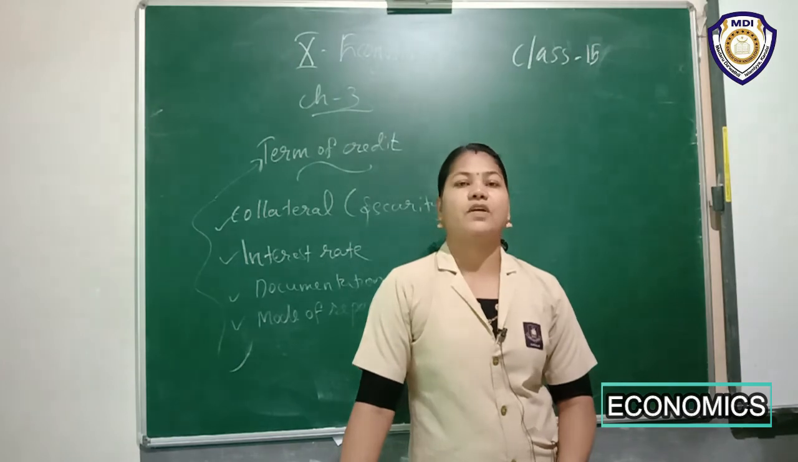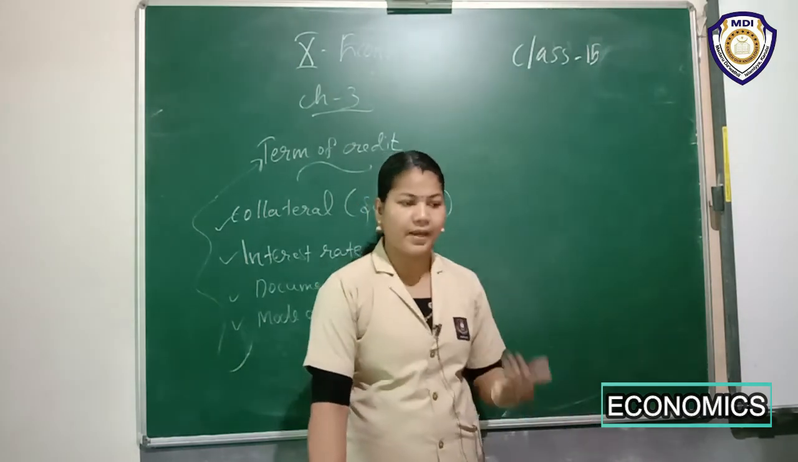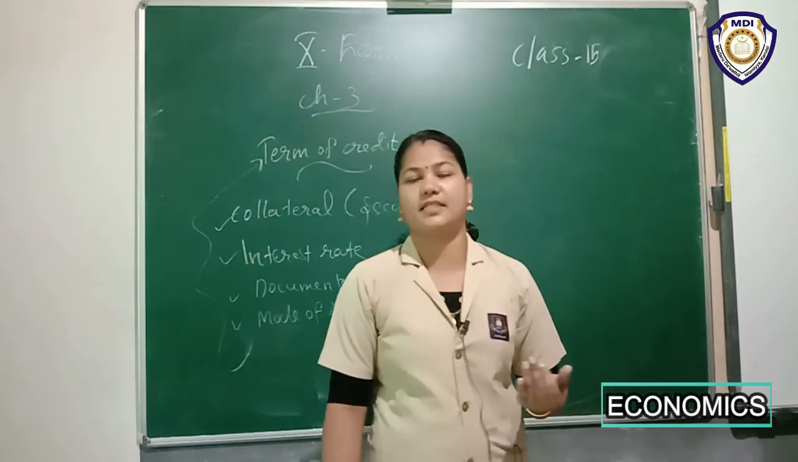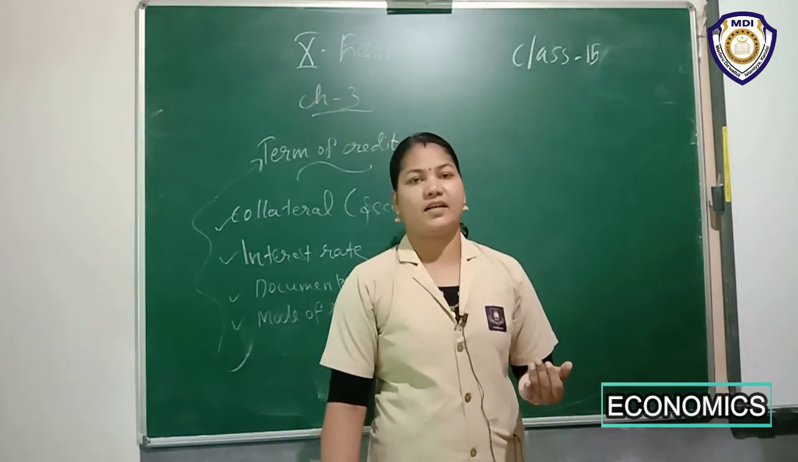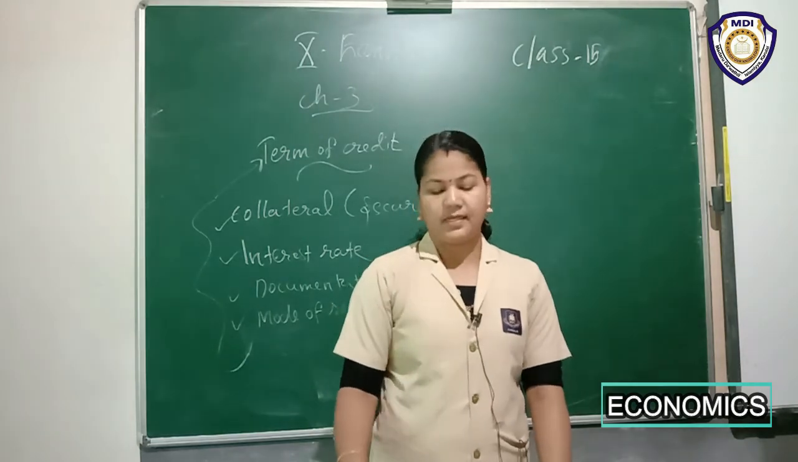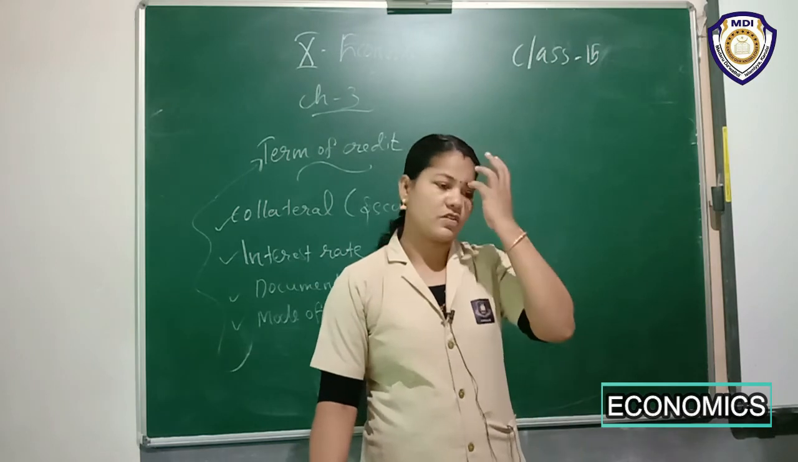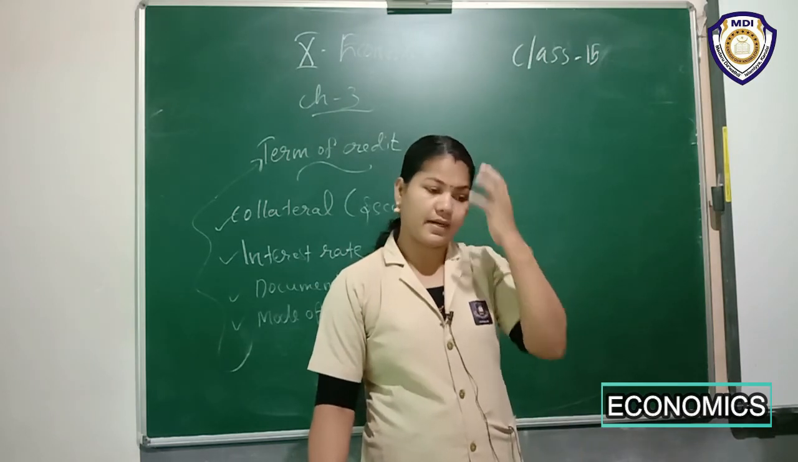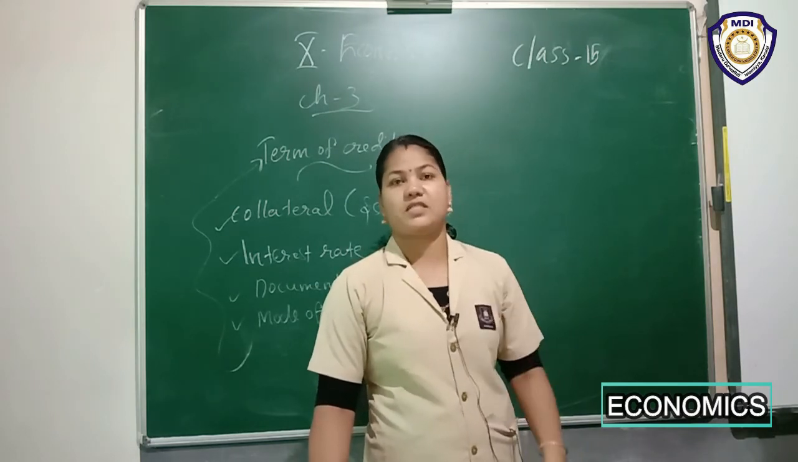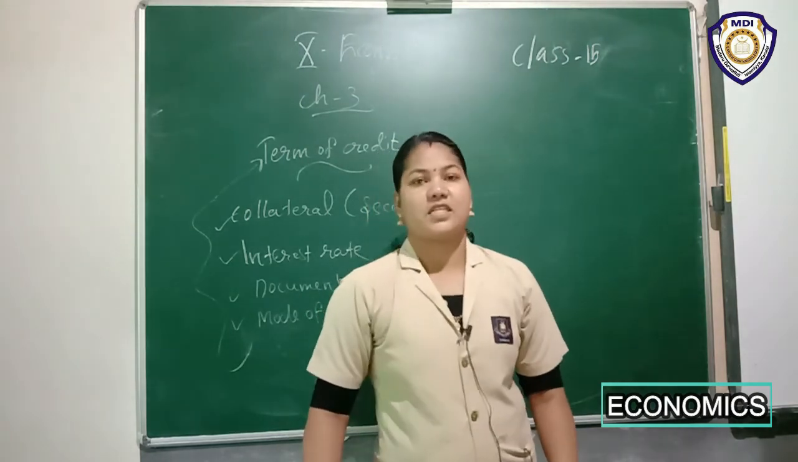Okay, if you want to take some loan from a bank, surely you need some collateral. Without collateral we can't take a loan from the banks. Then, what are the terms of credit? We want to identify on what basis we can take some loan. On that basis, here are 3 examples.